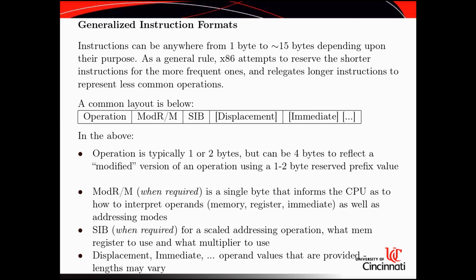Operations are typically 1 or 2 bytes, but can be as long as 4 bytes to reflect a modified version of an operation. A great example of this is trying to execute a 32-bit variant of an instruction in 64-bit mode. If you're running a 64-bit OS on an application compiled for 64-bit math, and you decide you want a 32-bit version of an operation, it'll often prefix the opcode with another set of bytes. So you can get up to 4 bytes.